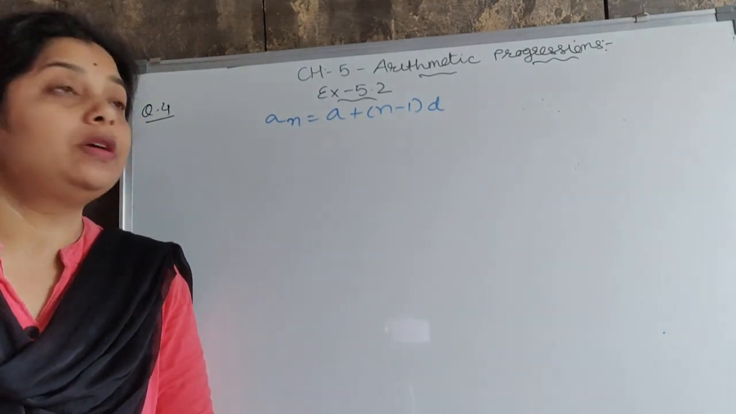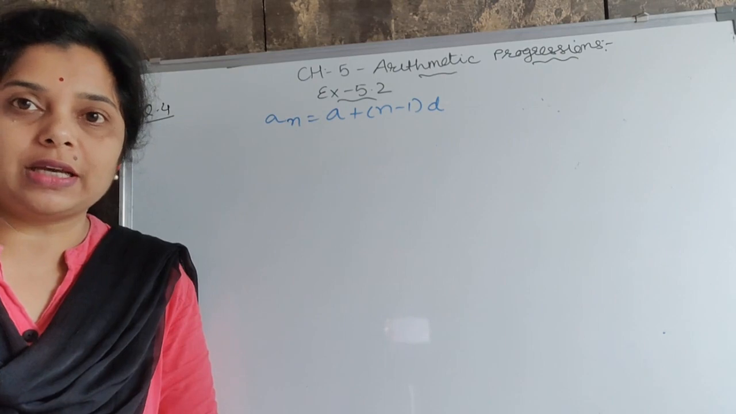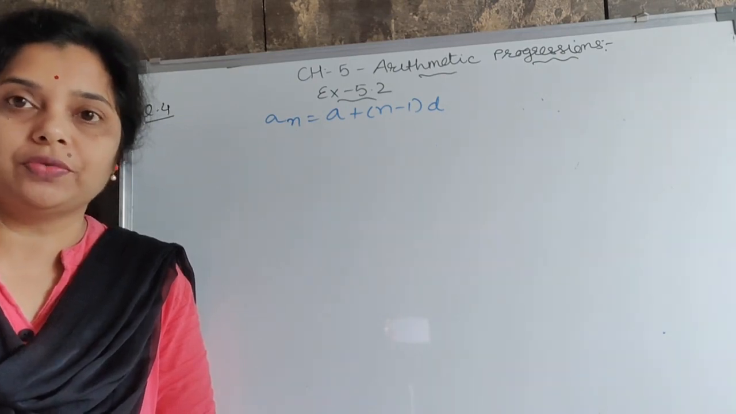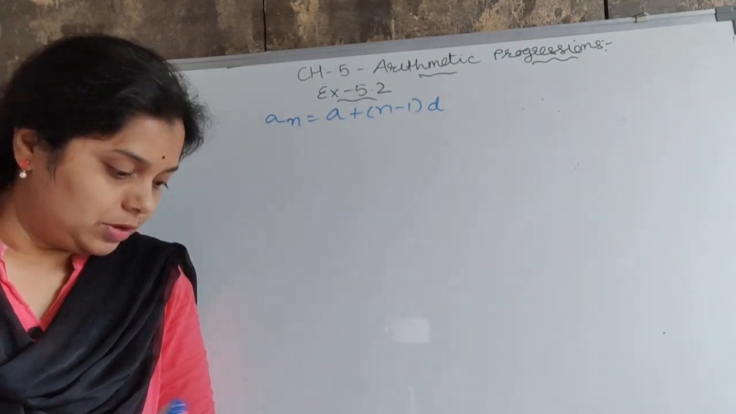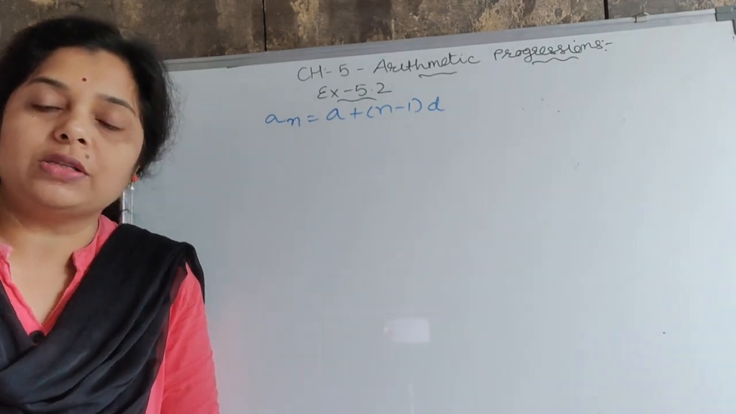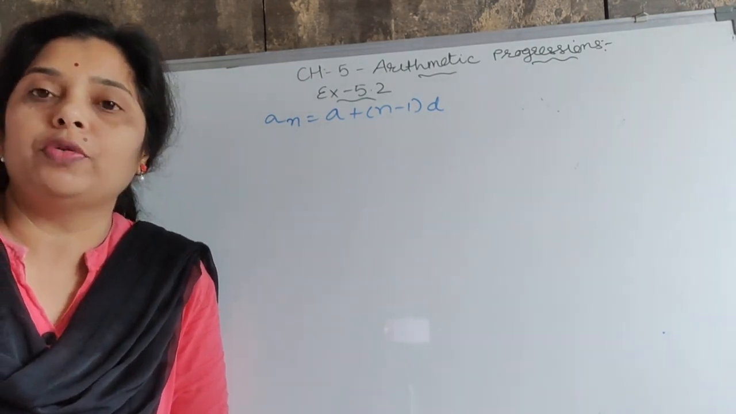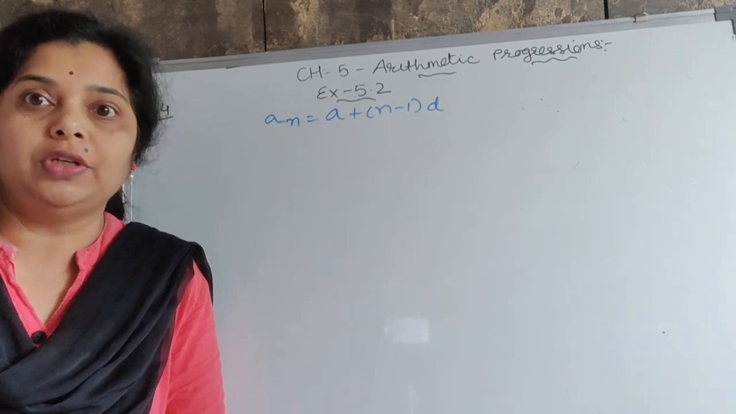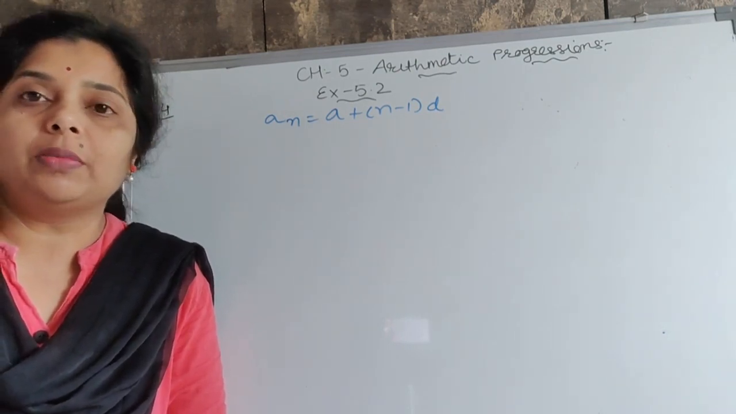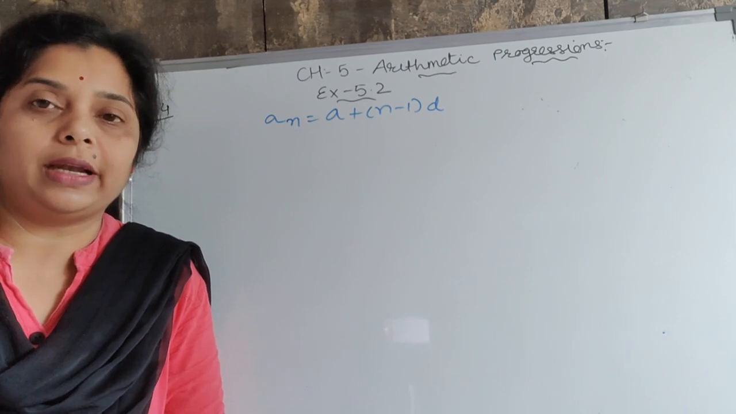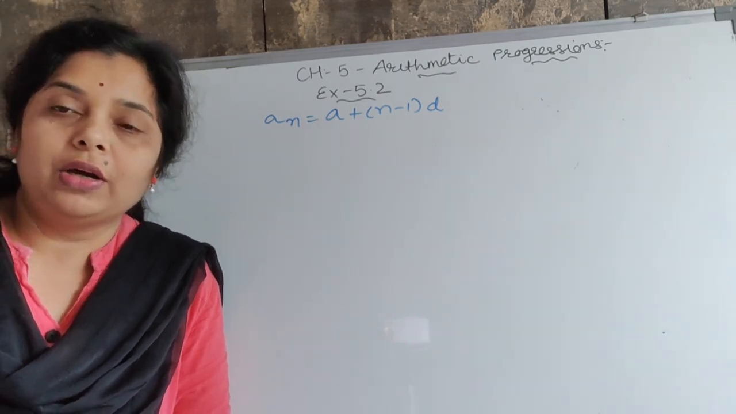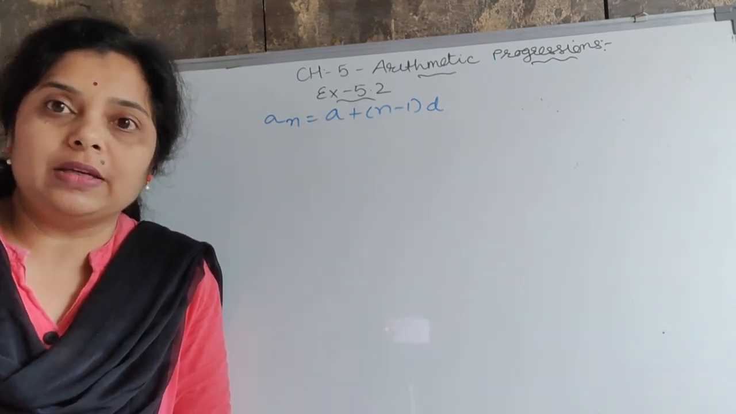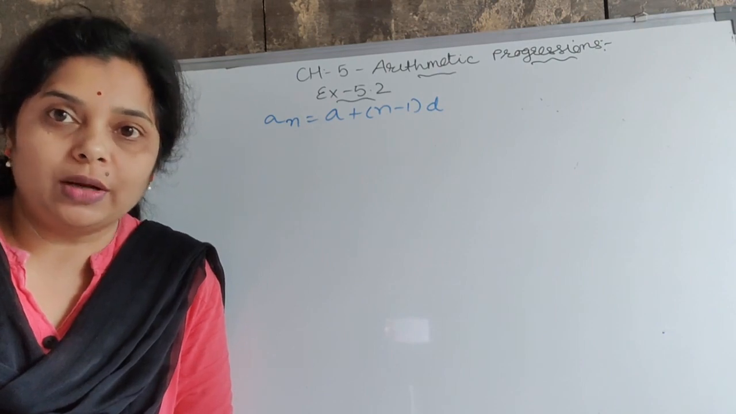Today we are going to continue with exercise 5.2 and question 4. But before that, I just want to recall a few points which we learned in the last video. We have learned about the nth term, how to get the nth term. What is the main formula to find the nth term? An is equal to a plus n minus 1 d.